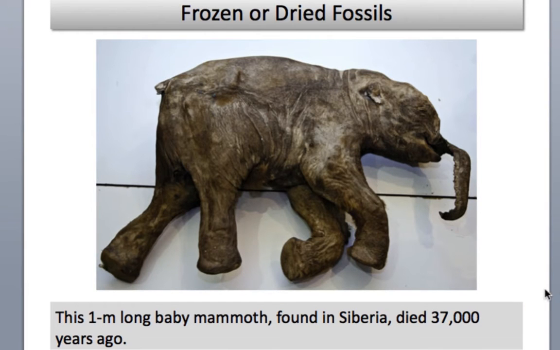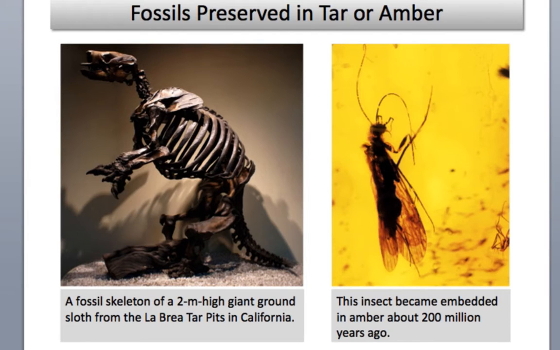And here is an example of whole body fossil. This is a young baby mammoth found in Siberia. Died about 37,000 years ago during the last ice age. It was buried. And then we have some skeletons. There's a giant sloth. Here is actually an insect in amber here.